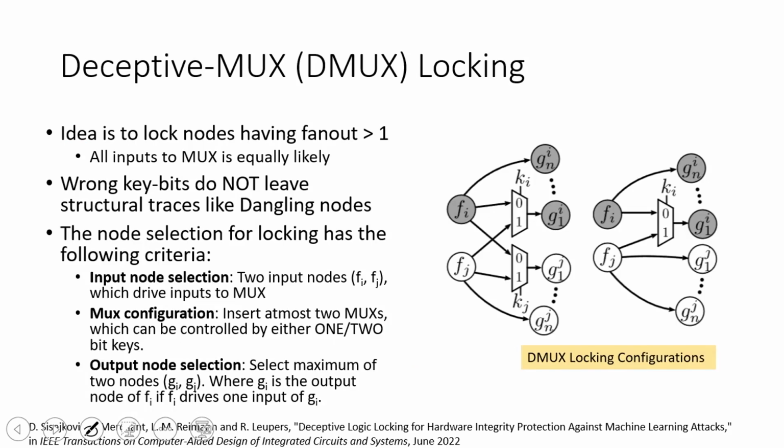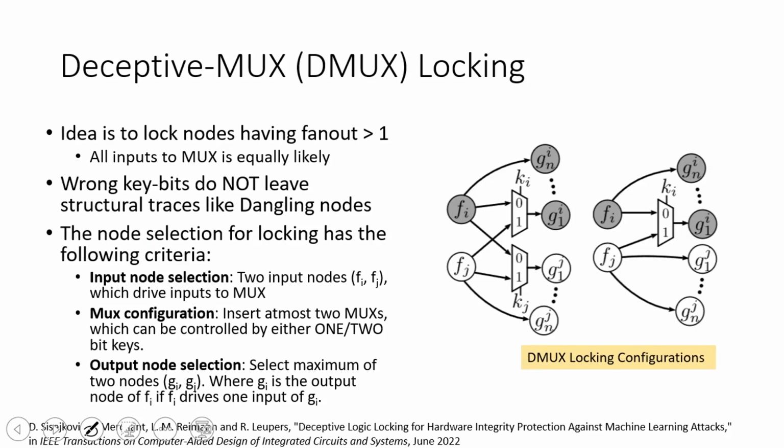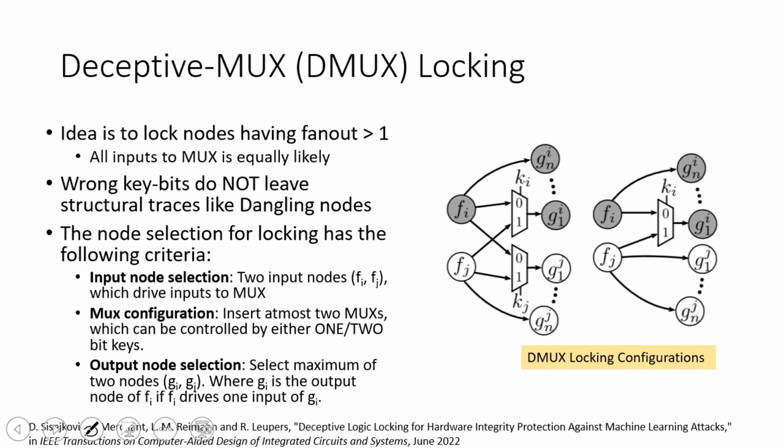Then you have this. So, this was basically the mux attack, right. You can think of the GNN learning the graph representation around the key control muxes, which is very similar to the previous attack. Then these guys said that they will not create this kind of structure; rather, they will create a mux which connects two existing circuit values, right. So, there is no hanging thing.